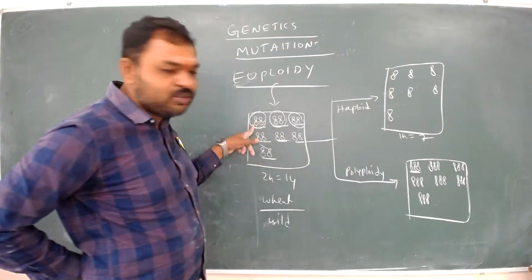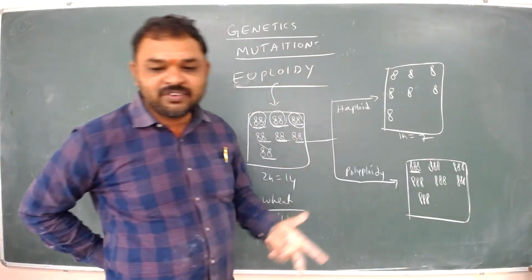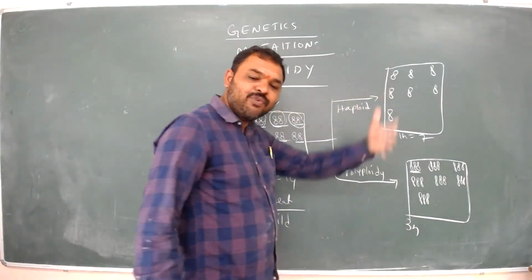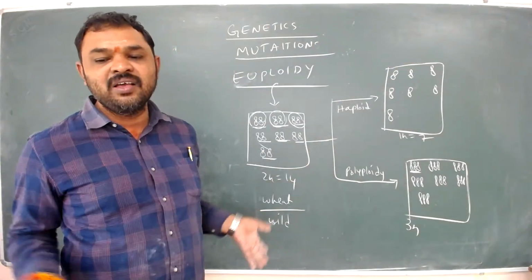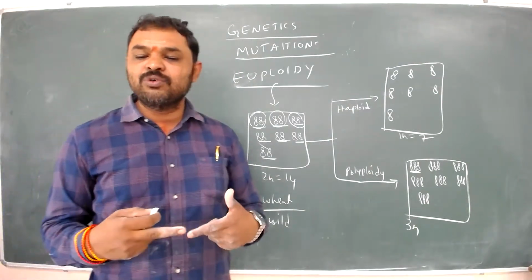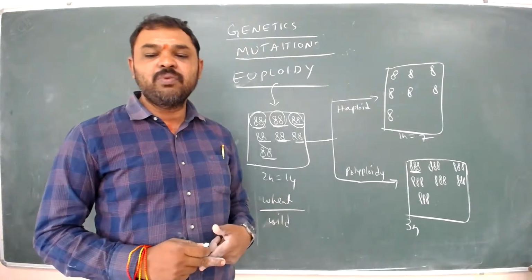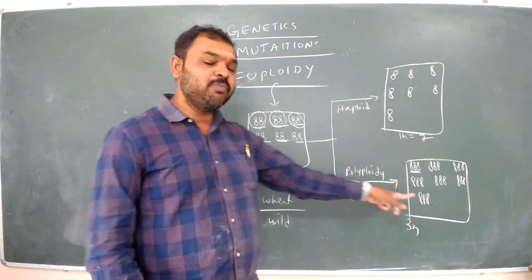If each set has two chromosomes, it is 2n, diploid. But if each set has three chromosomes, how is it called? 2n will become 3n, and 4n, 5n, 6n and so on. This is polyploidy. Polyploidy means addition of chromosomes to all original sets of chromosomes. If one chromosome is added, then diploids will become triploids.